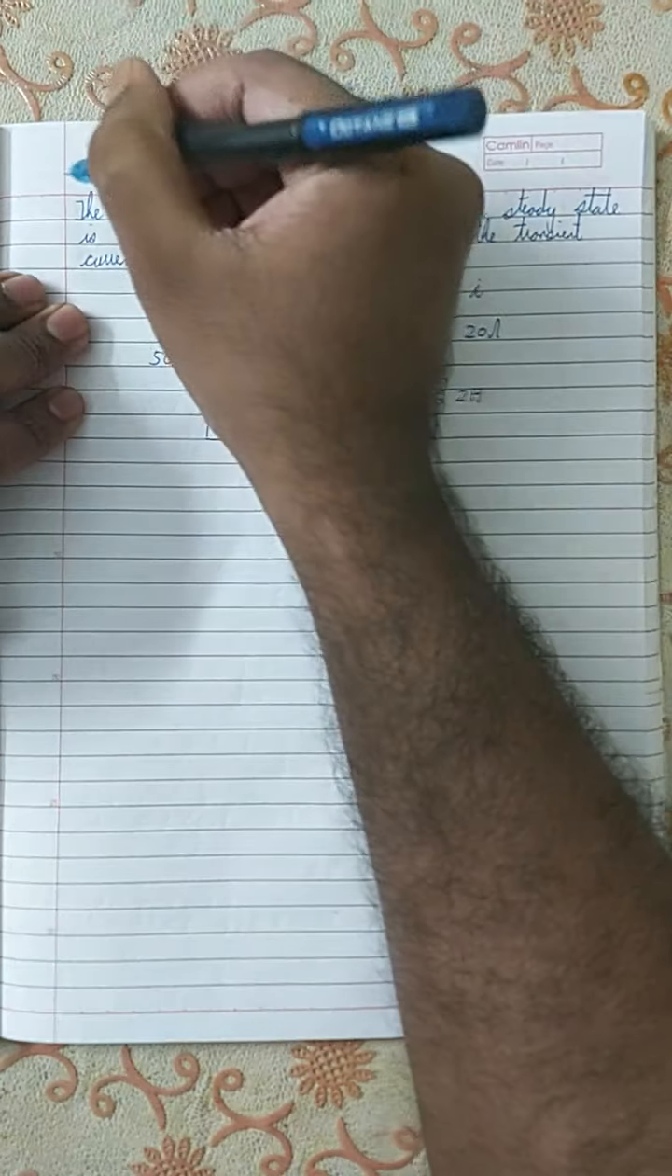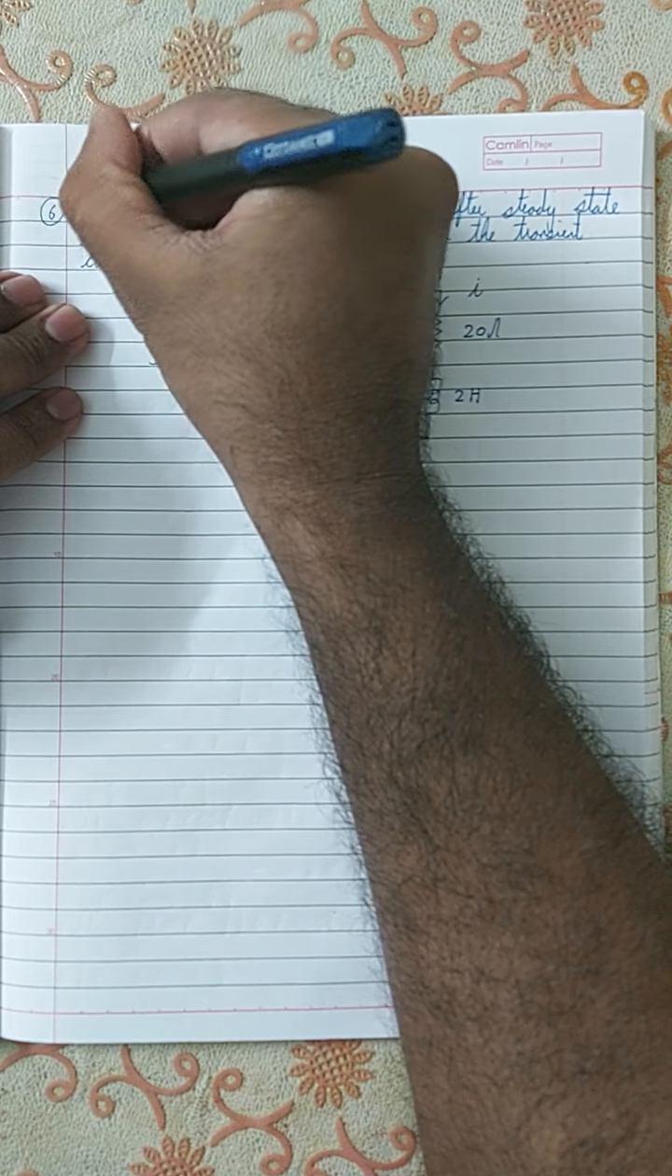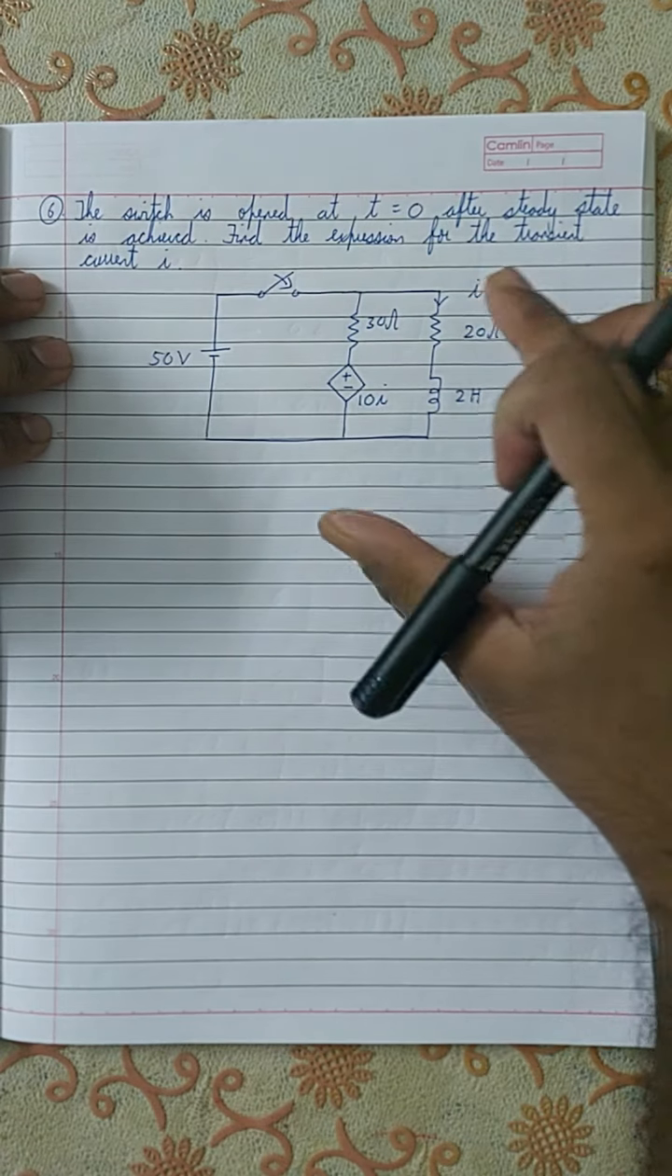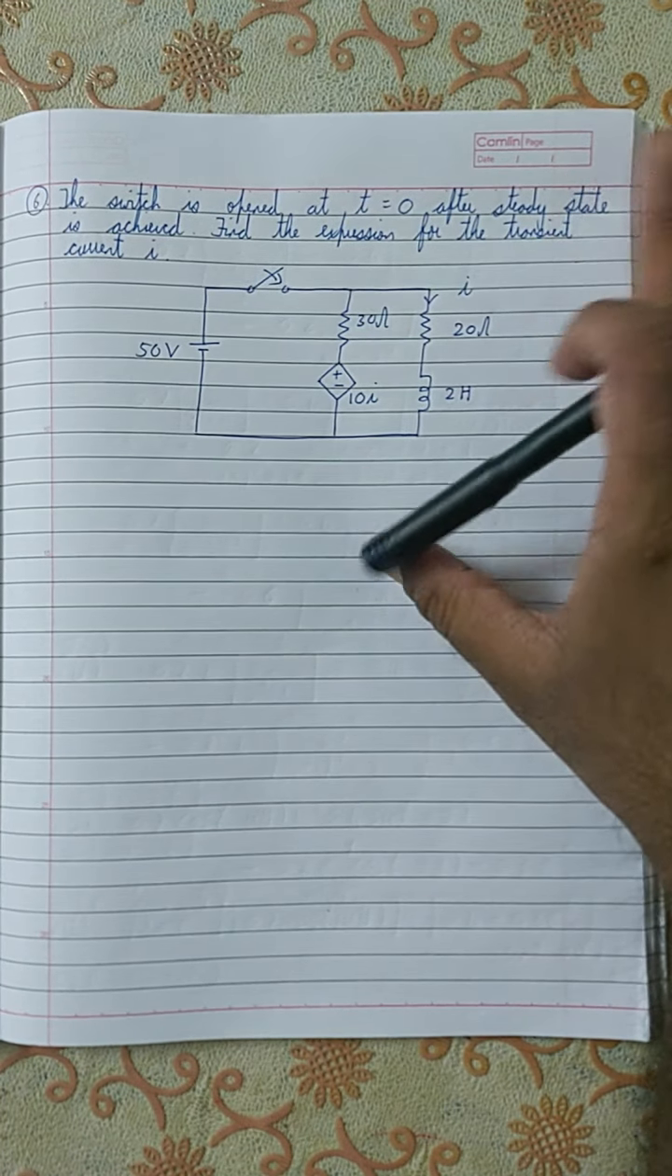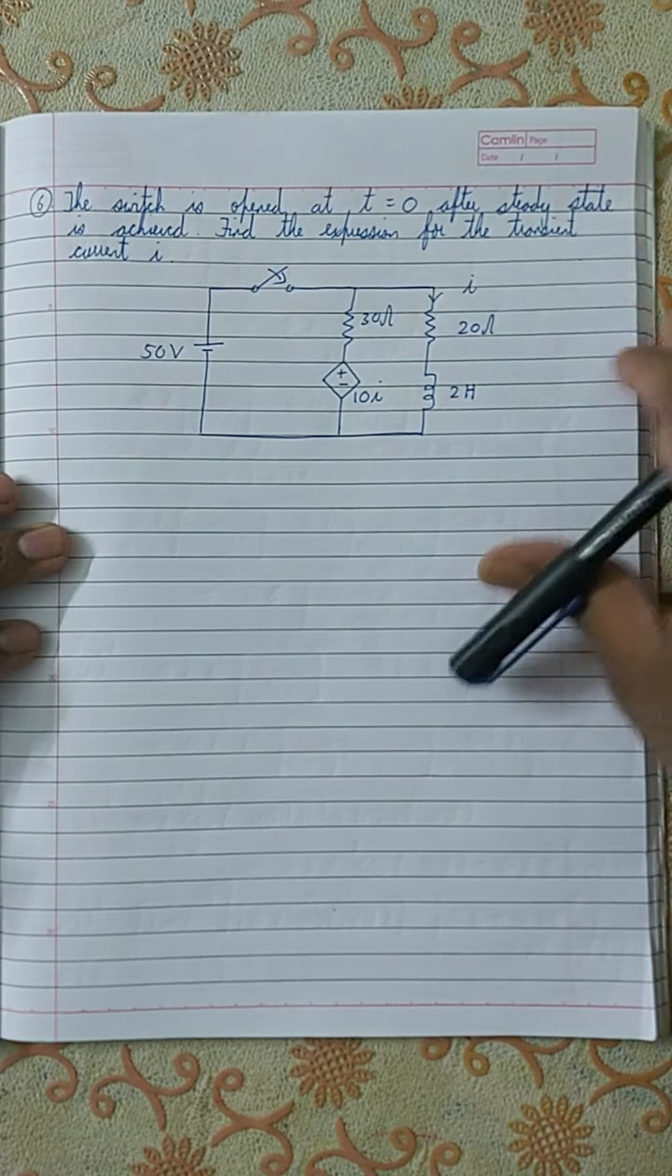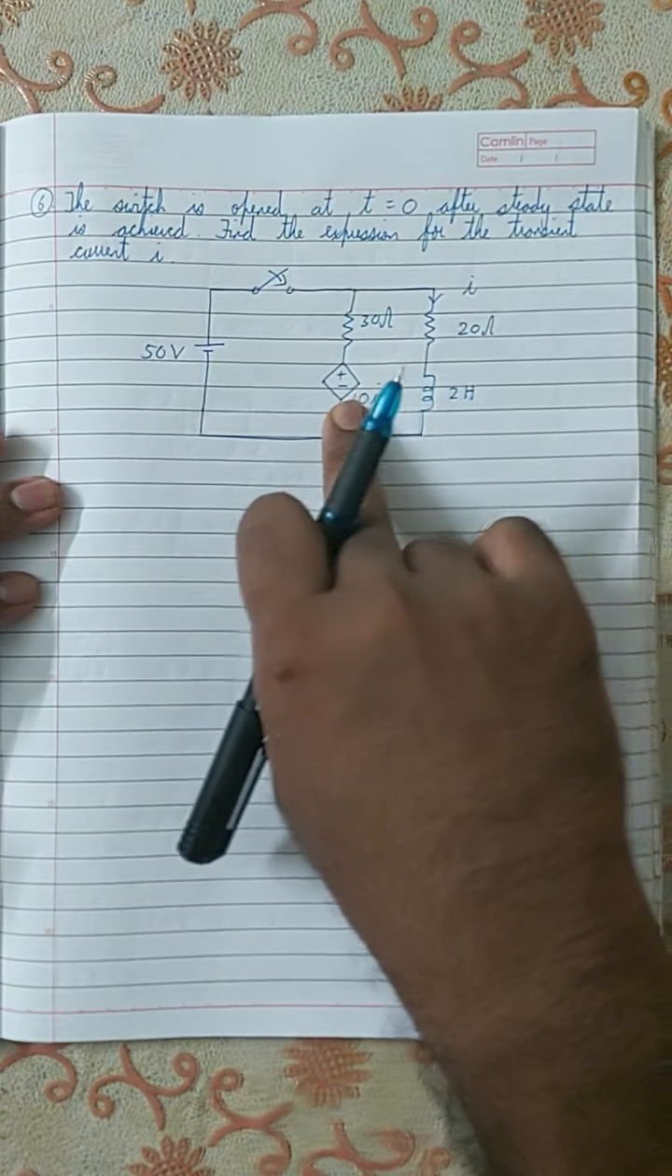Okay, so now let's do the next question. Here in this question, the one unique aspect is that there is a dependent source over here. Otherwise, there's nothing unusual about the circuit, except that there is a dependent source over here.